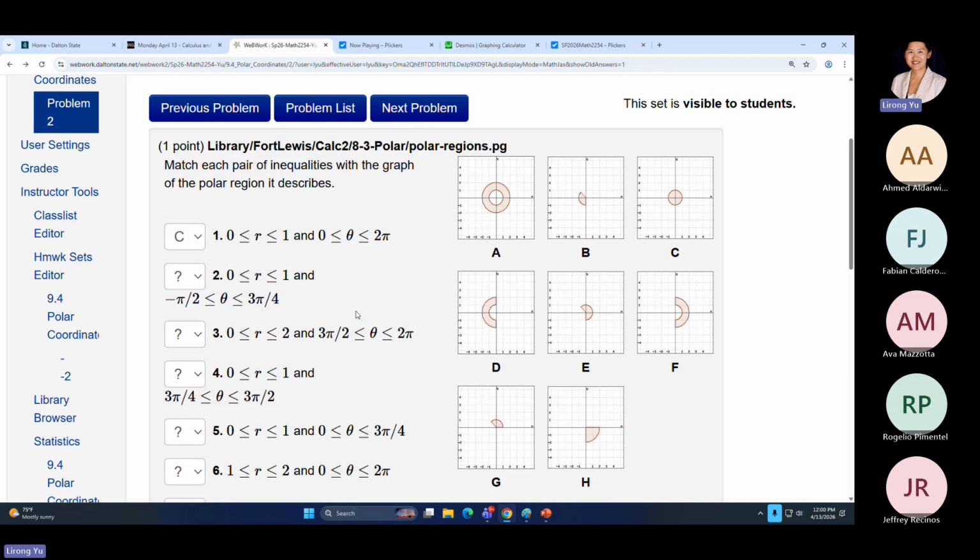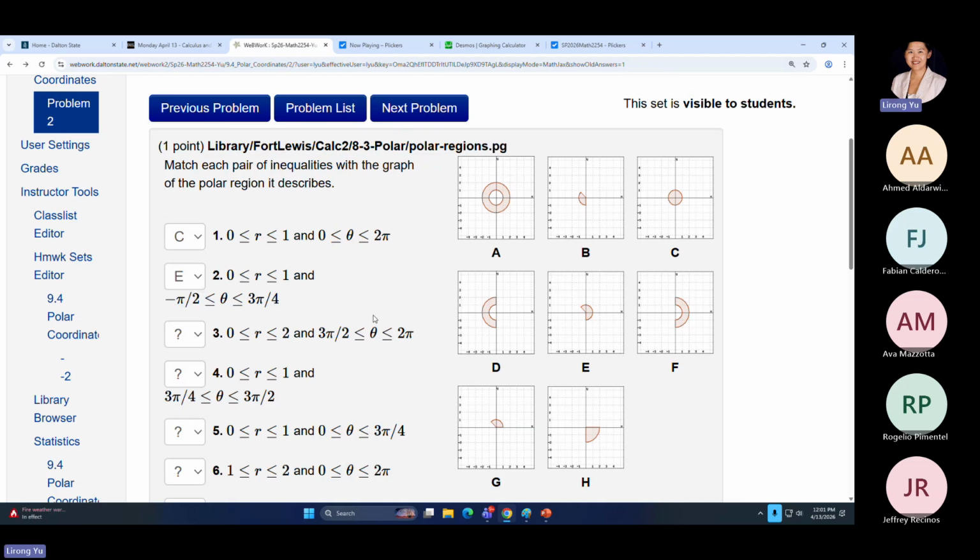The second says r is between 0 and 1, so within circle 1, and then the angle between negative pi over 2 and positive 3 pi over 4. So we're going to look at these kinds of sectors. Negative pi over 2 is this, to positive 3 pi over 4 is this one, right? That's E, negative pi over 2 all the way to 3 pi over 4. So the second picture matches E.